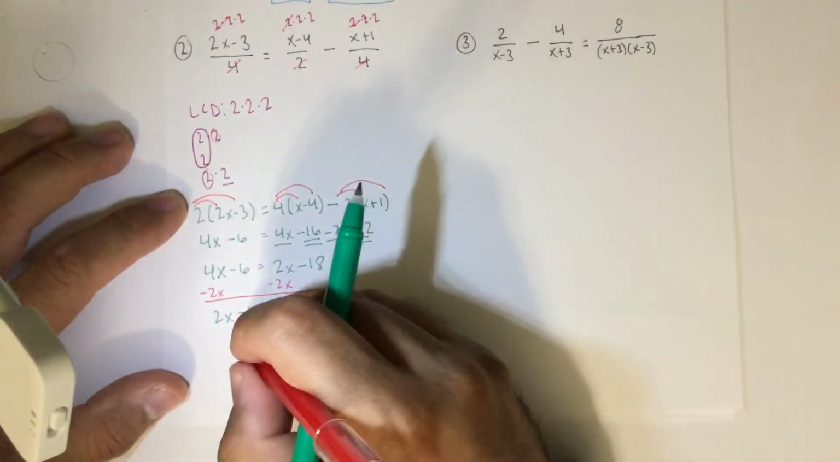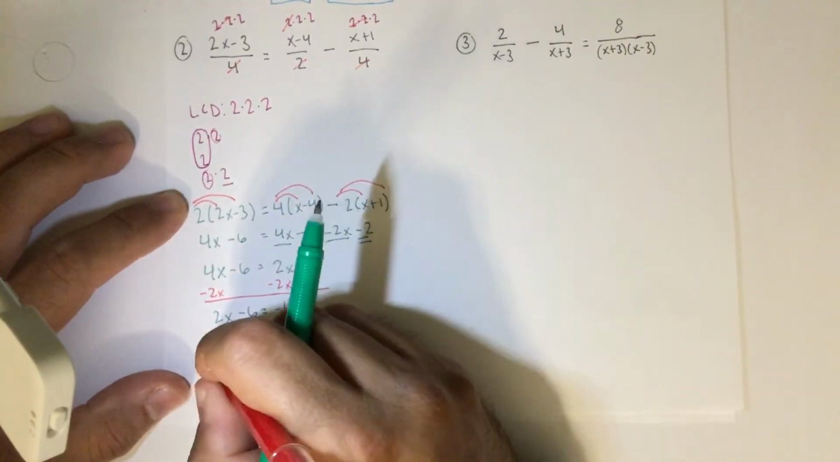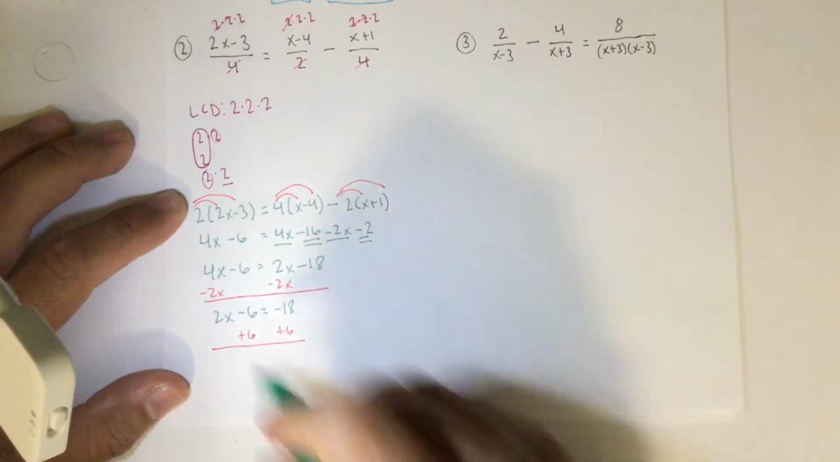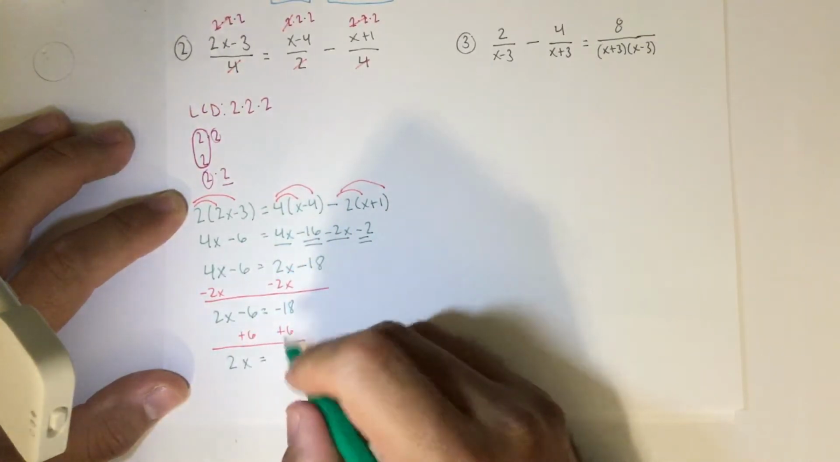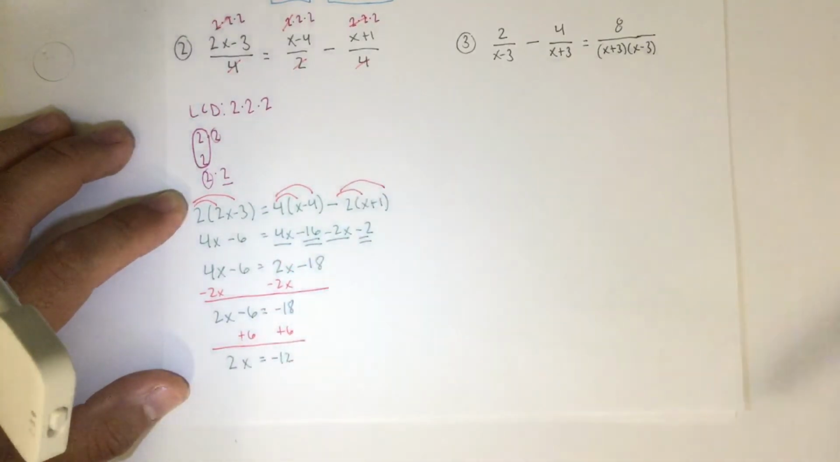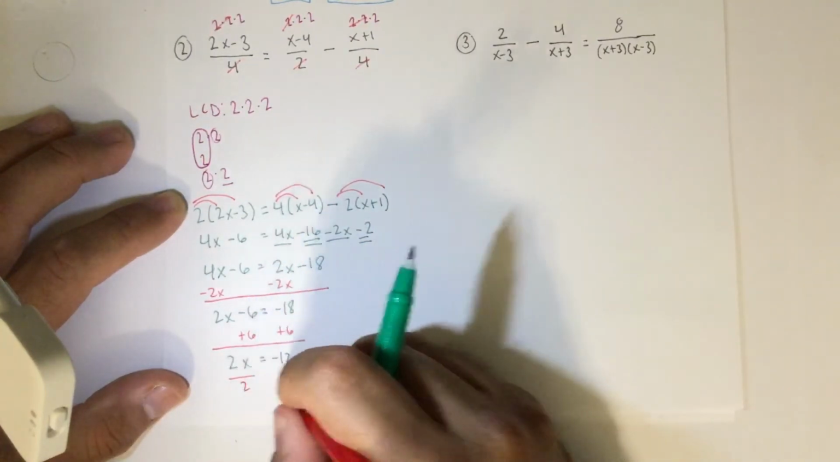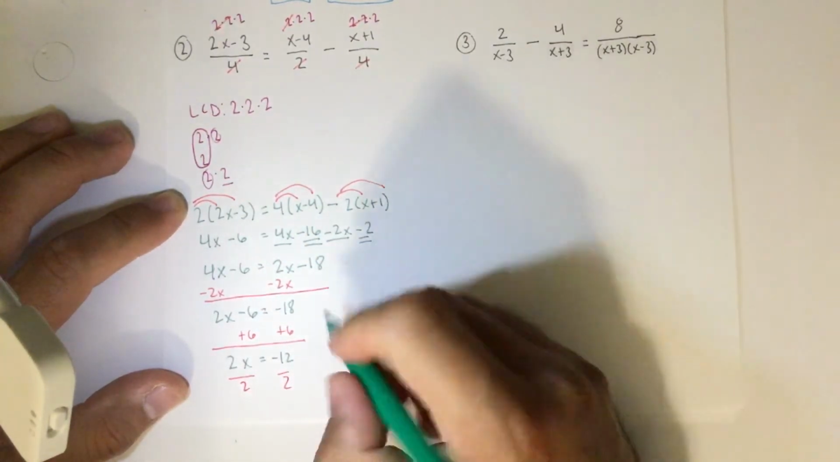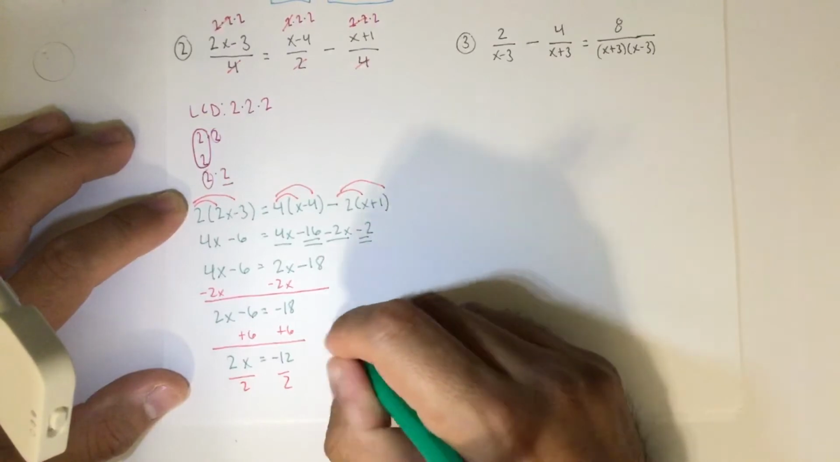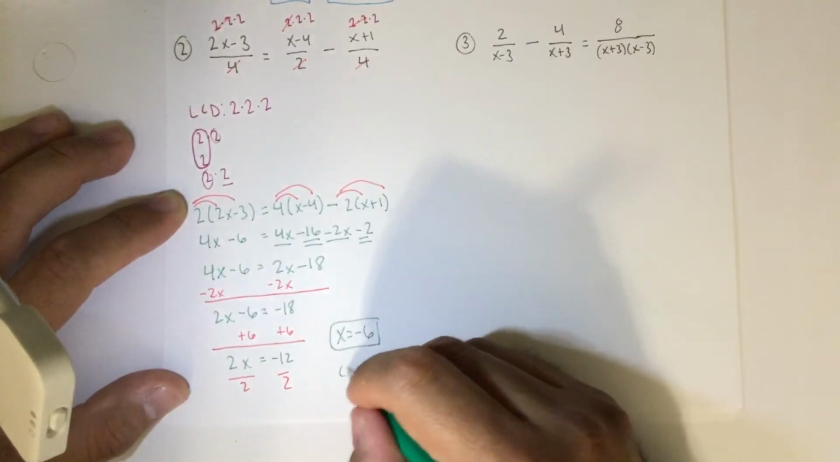Let's go ahead and isolate the 2x by adding 6 to the other side. So we're moving our constants to the right. So 2x is equal to negative 12. Last, we divide both sides by 2. And we come up with x is equal to negative 6. This is one solution. So again, this is conditional.